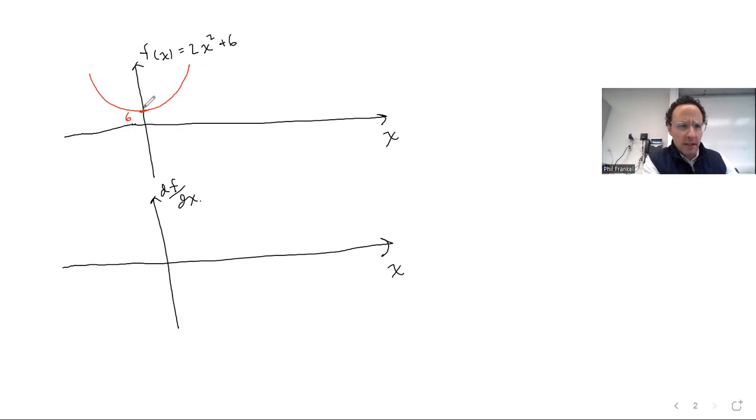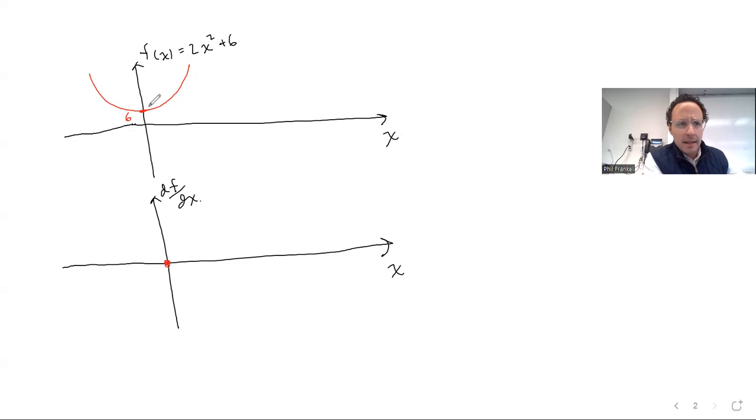All right, so if I look at the original function here, 2x squared plus 6, the first thing to note is that the function is decreasing. It's got a negative slope for negative x values, and then it's increasing. It's got a positive slope for positive x values, and it's got a slope of 0 at x equals 0. So there's one numerical value I can plot right away if I'm trying to graph the derivative of f with respect to x. That is, at x equals 0, the slope of the original function there is 0, and so the derivative value is 0.